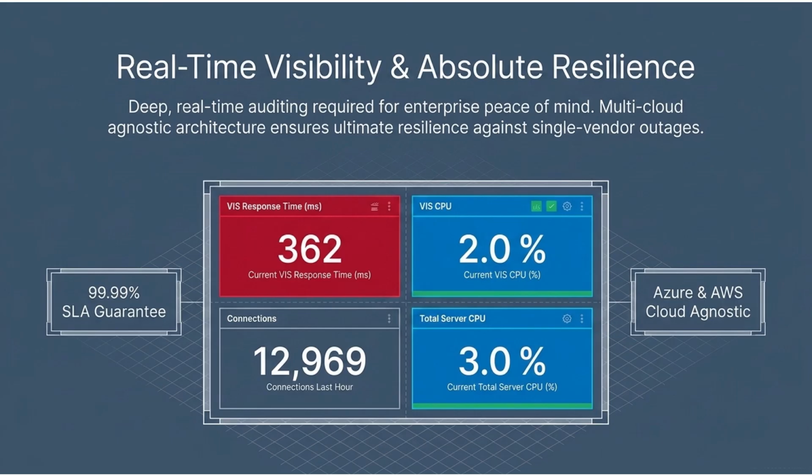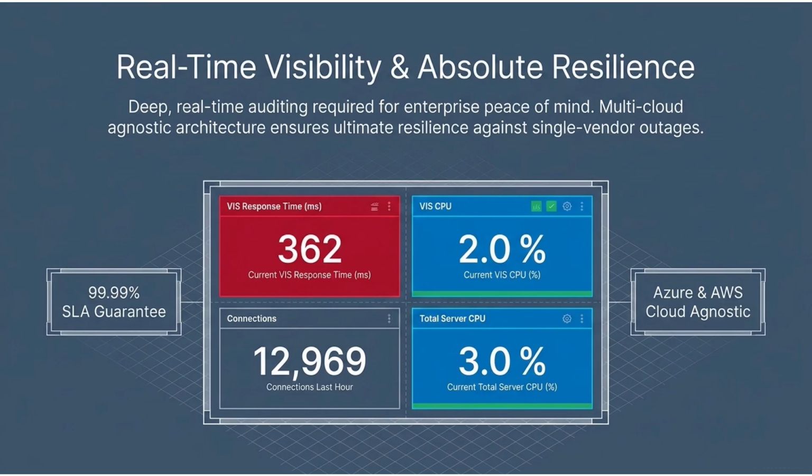Okay, but what about the cloud itself? The real safety net is their multi-cloud architecture. The sources state it is Azure and AWS cloud agnostic. So if Microsoft Azure has a massive regional outage, Optimal Cloud keeps the lights on because the underlying infrastructure can instantly lean on Amazon Web Services. That multi-cloud agnostic architecture ensures ultimate resilience against single-vendor outages. If Azure goes down, your identity routing doesn't go down with it. The VIS infrastructure is distributed. Your users can still authenticate and access any critical applications that are hosted elsewhere and still online. That is massive for enterprise risk mitigation.